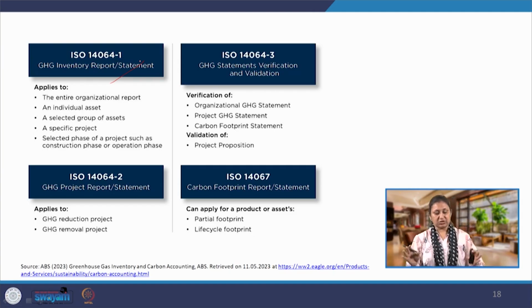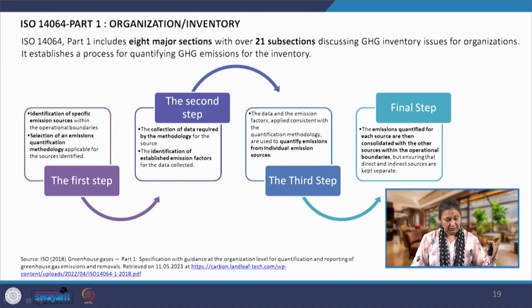So, organizational GHG statement, project GHG statement, all of that, ISO 14064 part 3 will be applied. If we have to see the steps of how to go about part 1, the first part is to identify the specific emission sources. Whenever we are looking at a company, an organization, an activity, or a group of activities, the first thing is to identify these specific emission sources.